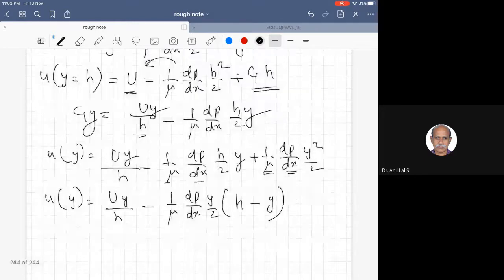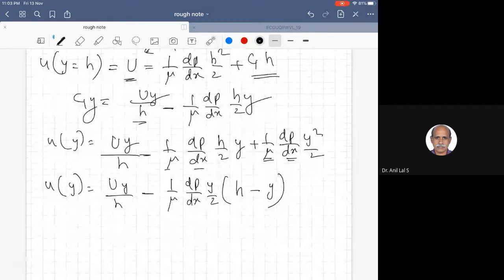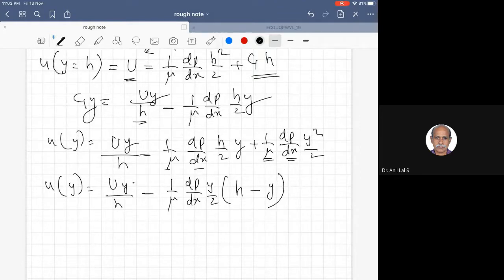So we can see whether the boundary conditions are satisfied or not. At y equal to 0, we have this one 0, and here there is a 0 as well. So at y equal to 0, velocity is equal to 0, and at y equal to h, the first term gives capital U and the second term, y equal to h minus h, becomes 0. The boundary conditions are satisfied. So this is the velocity distribution.